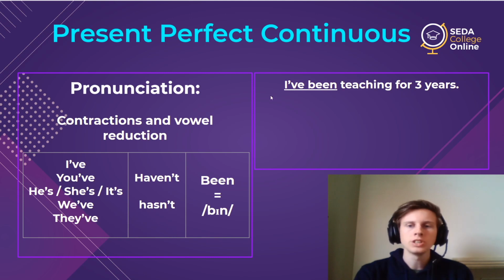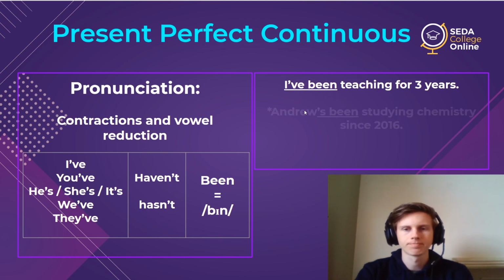Well, first we have one change, the contraction, I've. And then we have to make the second change, the reduction, not "been," but "bin." So in more natural pronunciation, it becomes I've been. I've been teaching for 3 years. And we connect this whole phrase, I've been.